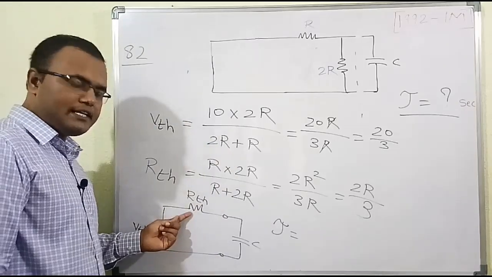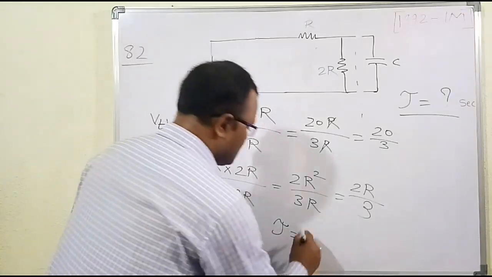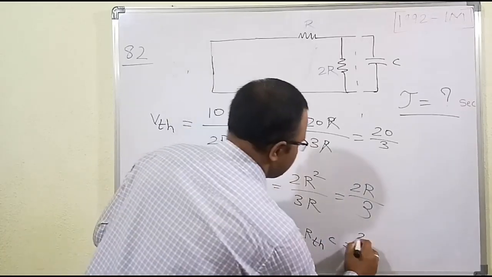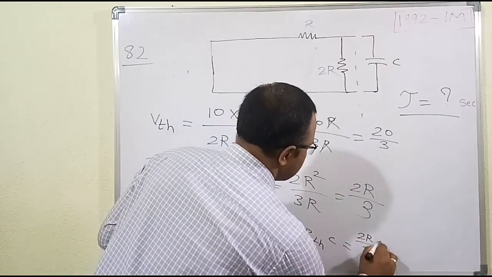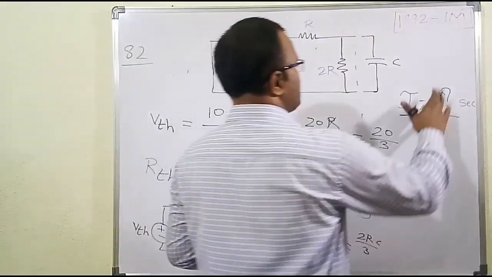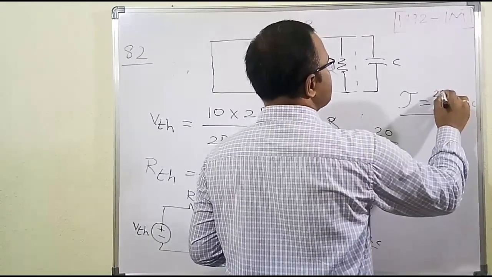Here R is equal to RTH and C is C. So the time constant is RTH into C. But RTH is equal to 2R by 3 and the capacitor is C. So the time constant is equal to 2RC by 3.